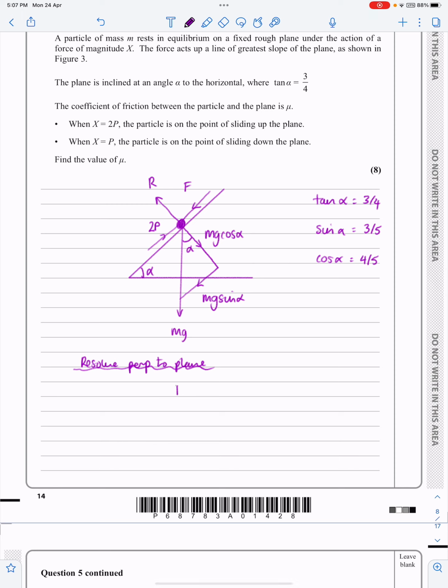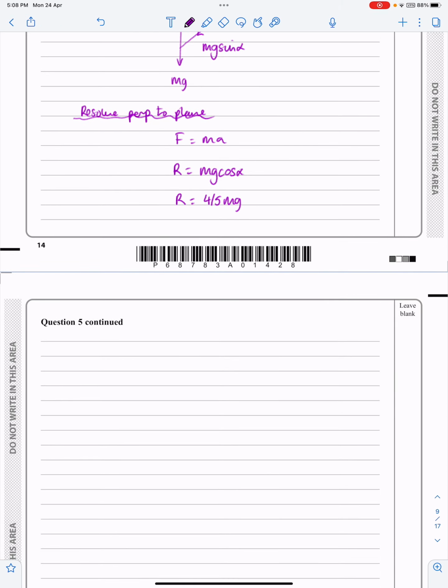If I do that, R is equal to mg cos alpha, which means R is equal to 4/5 of mg. As soon as I've done that, I'm going to do F equals mu R. That gives me F is equal to 4/5 mg times mu. Then resolve parallel to the plane.